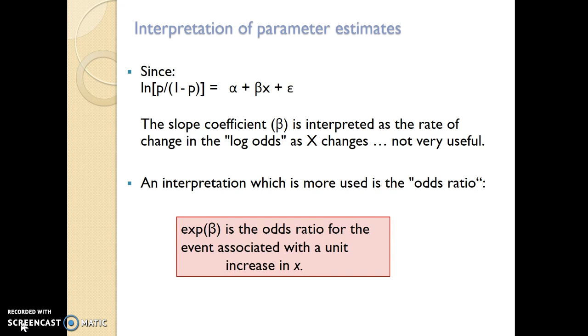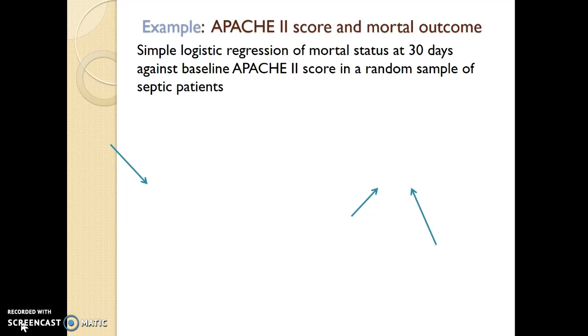And it can be shown mathematically that the exponential of beta is the odds ratio for the event associated with a unit increase in x, a unit increase in the covariate. We illustrate this with an example.